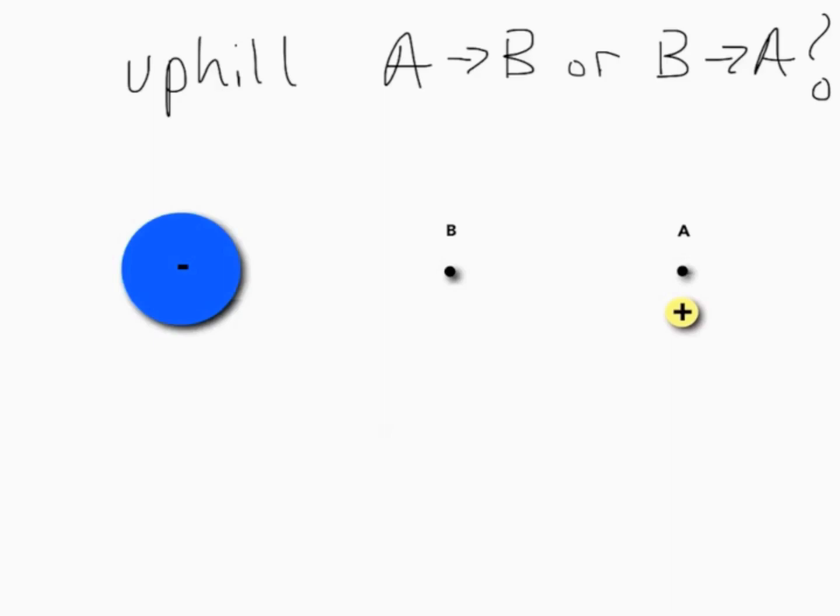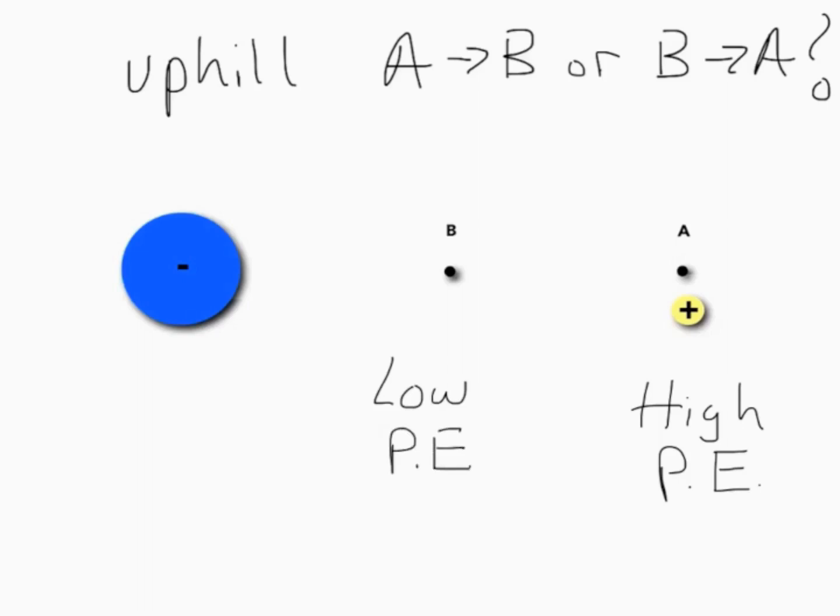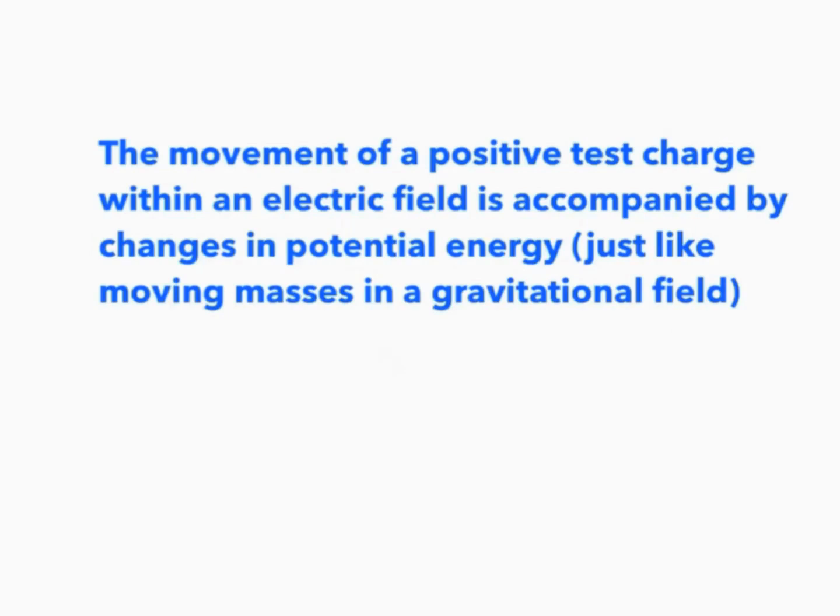All right, well, you can clearly see that since positive and negatives attract, the positive wants to go towards the negative charge, and therefore moving the charge from B to A would be equivalent to going uphill. And that means that point A is the point of high potential energy, and point B is the point of low potential energy. So the point of all of this is to show you that the movement of a positive test charge within an electric field is accompanied by changes in potential energy, just like moving masses in a gravitational field.